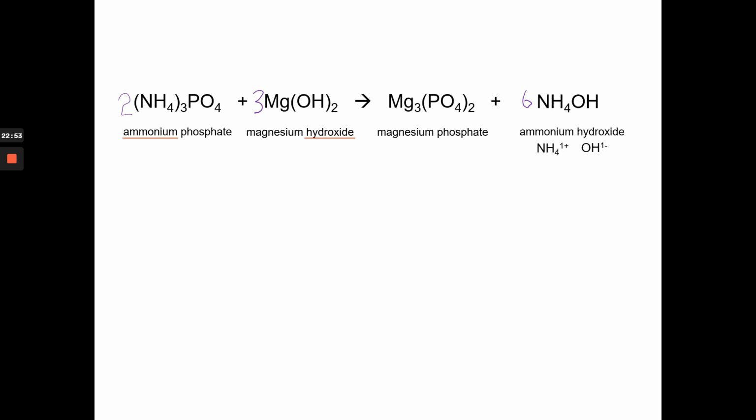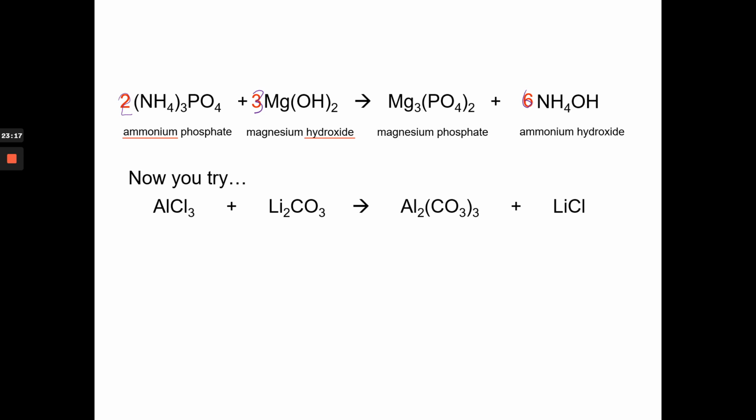I have 2 PO4s on the reactant side. I have 2 PO4s on the product side. I have 3 magnesiums on the product side, 3 magnesiums on the reactant side. So now we have it balanced with the coefficients 2, 3, 1, 6. Okay? 2, 3, 1, 6. All right. I'll give you one to try here. Go ahead and pause the video at this point if you want to try it, and then come back and I'll explain it. We can double check.